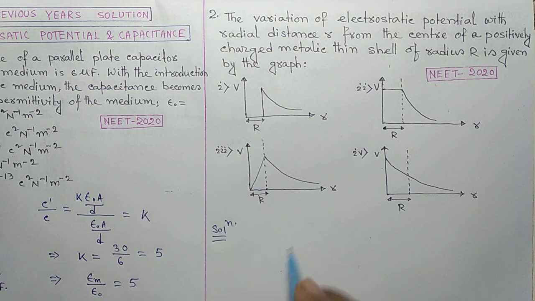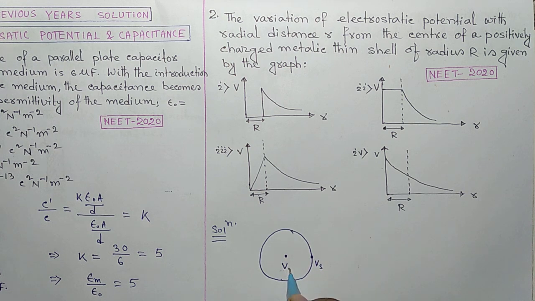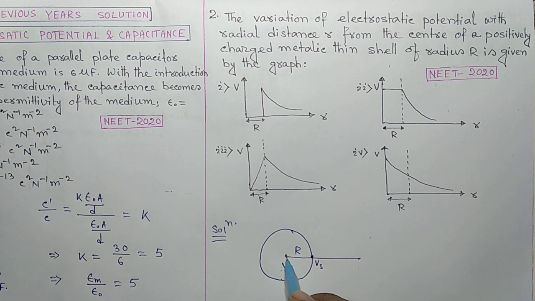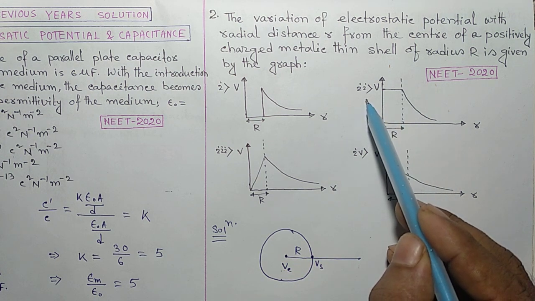We know that for a thin spherical shell, the potential at the center and the potential at the surface are the same. And if we go outside, then the potential gradually decreases. So the potential at r distance and the potential at the center remain the same. So option 2 is the right answer here.